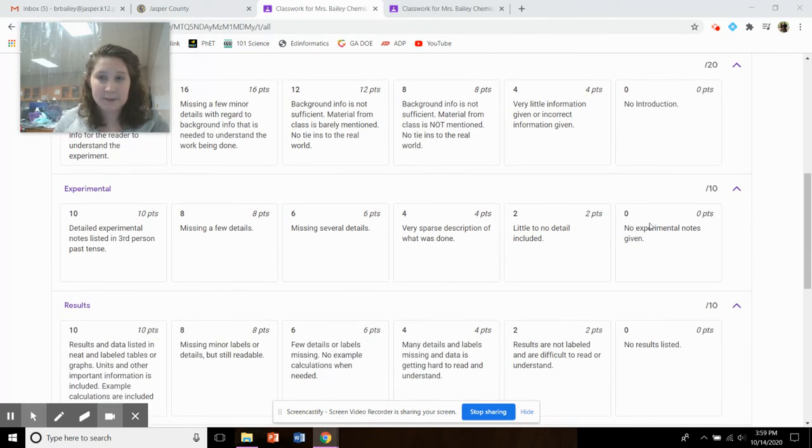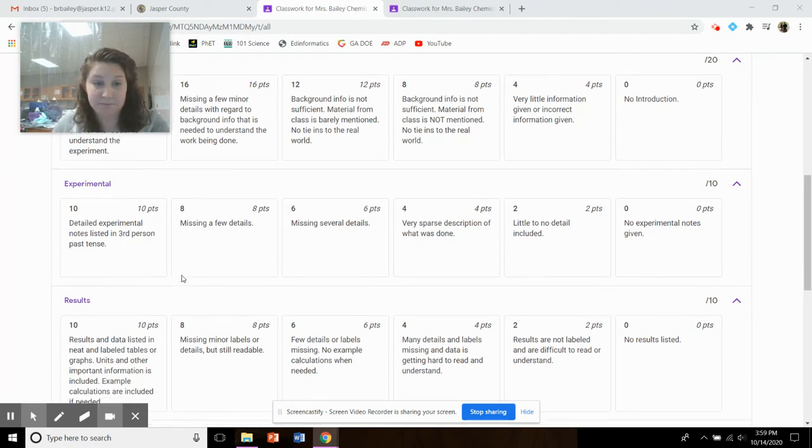Next, worth 10 points, is the experimental. This is where you talk about what you did. It can be like a bullet point list as long as it's complete sentences. It's just details of what you did exactly so that somebody else could repeat your experiment. This can be copied right out of your lab notebook. It's completely fine, as long as it's in third person past tense, no personal pronouns, and complete sentences.